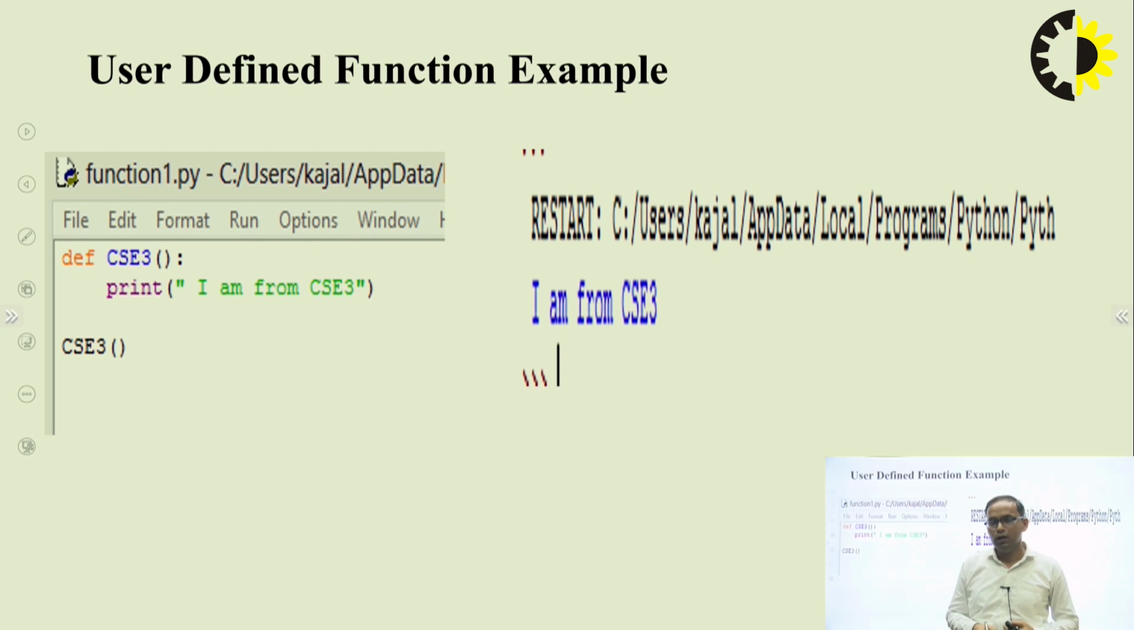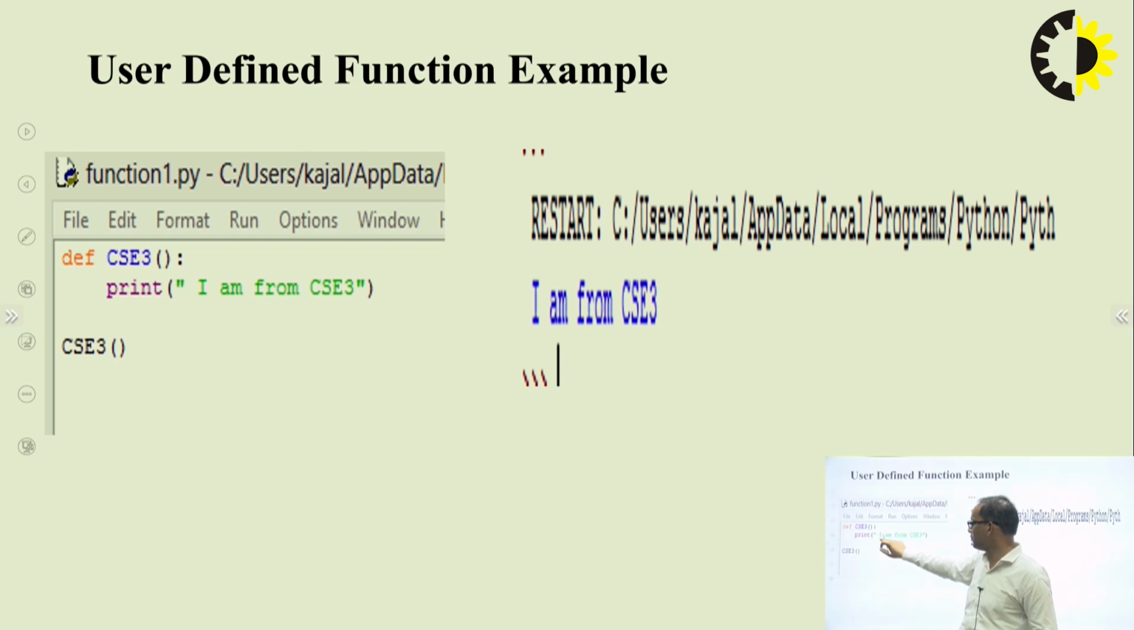Suppose we are making a program to find the sum of two numbers. In that case, we can pass two parameters a and b to calculate the sum. But here our purpose is just to simply print a message using the function concept. So we have used a non-parameterized function. First we use the def keyword, after that the function name. CSE3 is a function, and this function doesn't accept any parameter, and we are using this statement inside this function.